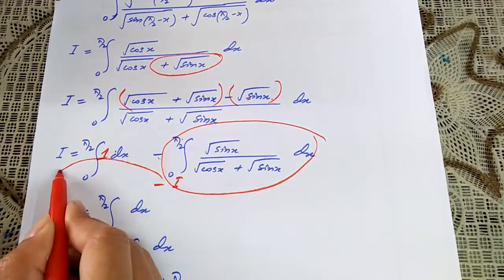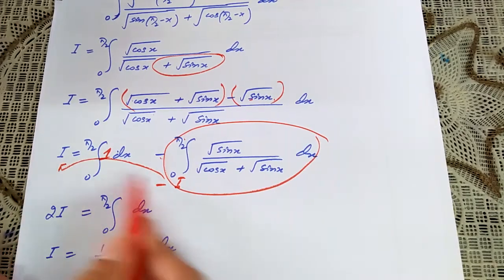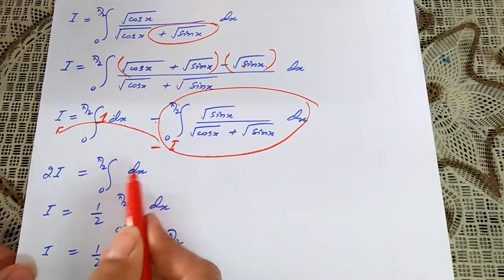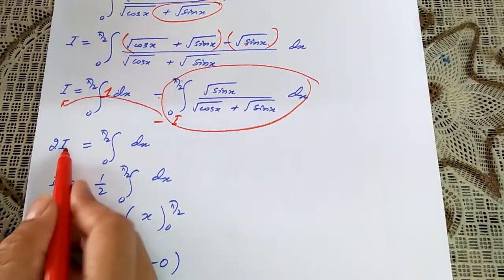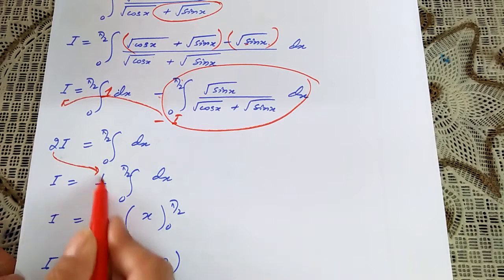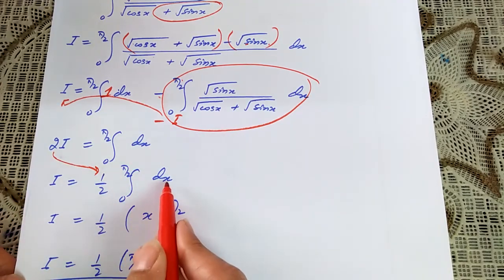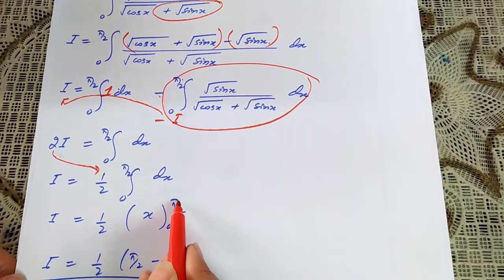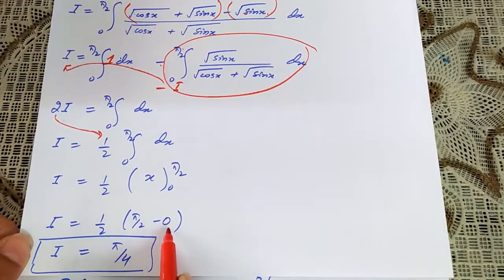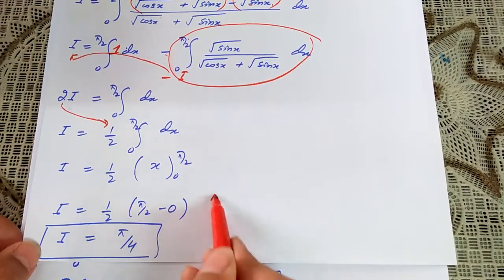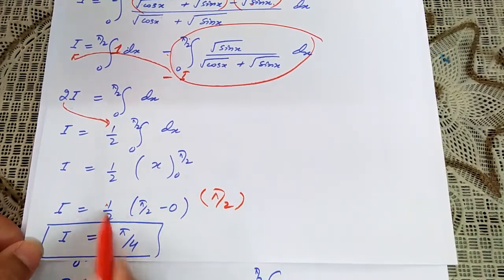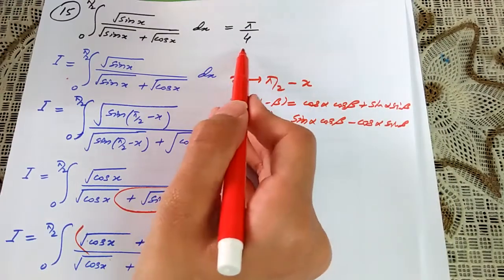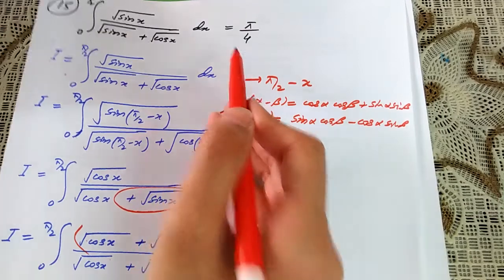This negative I will be moved to the left side and I plus I will give us 2I. That is equal to the integration from 0 to pi by 2 of dx. And that is equal to, 2 will move to the right side, 1 by 2 integration 0 to pi by 2 dx, and integration of dx is equal to x from 0 to pi by 2. Now upper limit minus lower limit, this will give us pi by 2 here, and pi by 2 into 1 by 2 will give us pi by 4. So this is the same thing that we needed to prove in this question number 15.